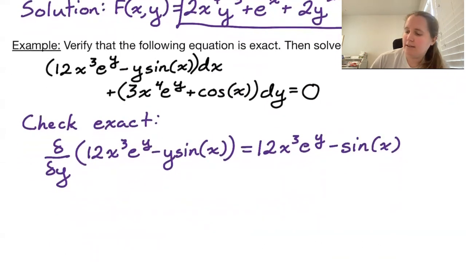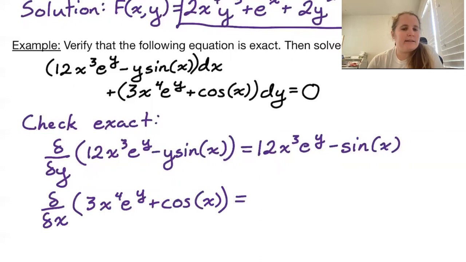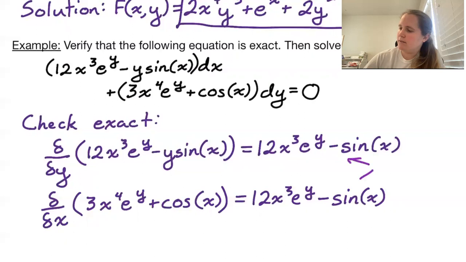Now we'll do the same thing, taking the partial with respect to x of our N. So partial with respect to x of 3x to the fourth e to the y plus cosine of x. Treating y as a constant, 3e to the y acts like a constant. X to the fourth will go to 4x cubed. That becomes 12x cubed e to the y. Derivative of cosine x with respect to x is negative sine of x. So we do have that these two pieces are equal to each other. And so we have exact.